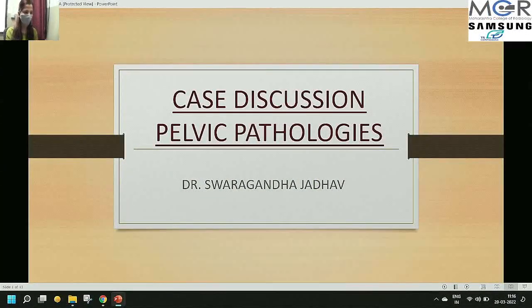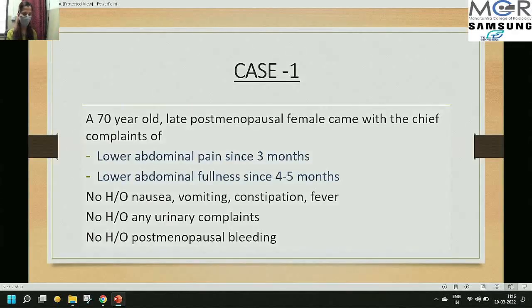Morning all. Today we will discuss the cases regarding pelvic pathologies. Case 1. A 70-year-old late postmenopausal female came with the chief complaints of lower abdominal pain since 3 months and lower abdominal fullness since 4 to 5 months.